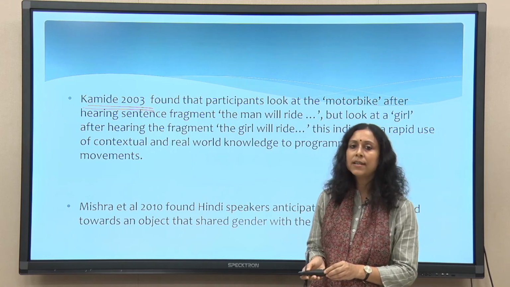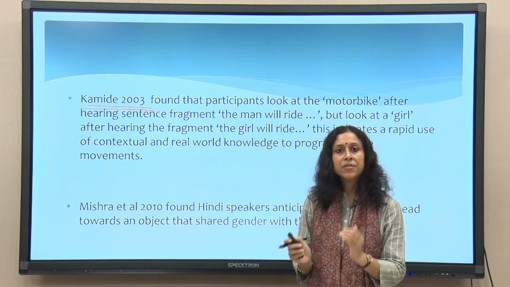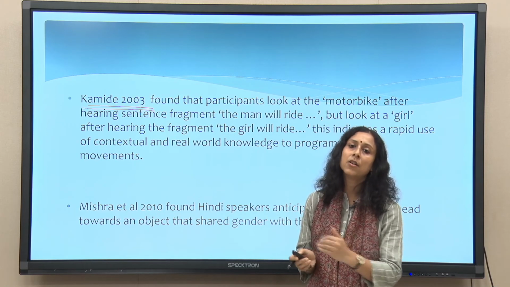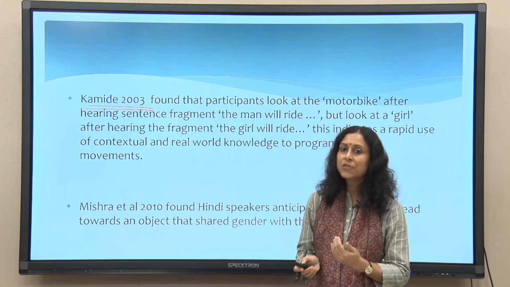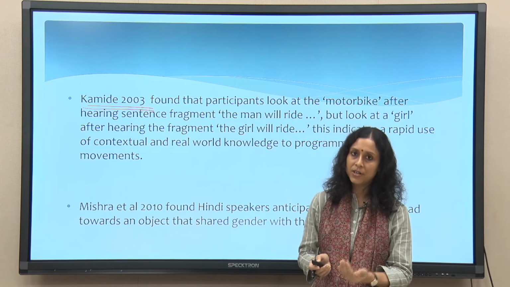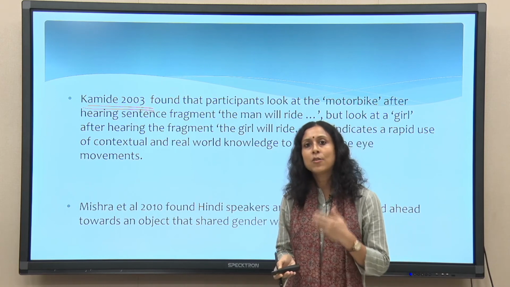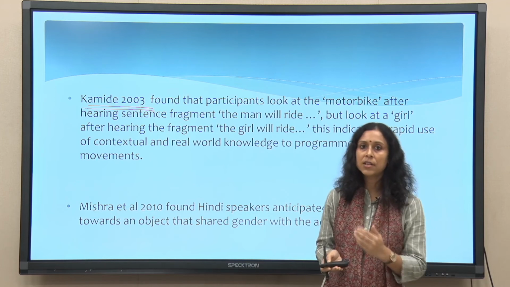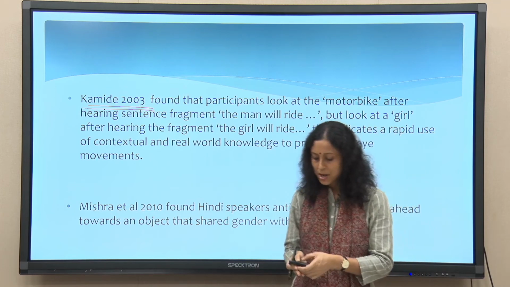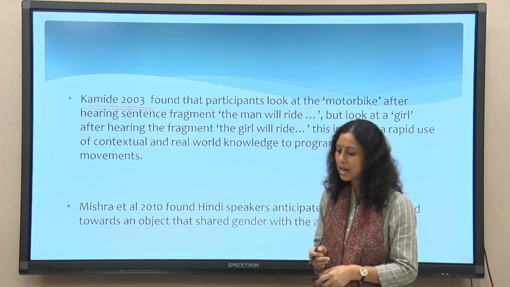So, this means that it is not only the sentential aspect, the linguistic aspect of the sentence, that the girl will ride. Of course, she can ride a motorbike, but even the contextual information, real world information, pragmatic information, how the society really works, also plays a role in this interaction between linguistic cue and the visual display. So, that is what they found out with respect to the two different sentences and how the visual attention really worked.